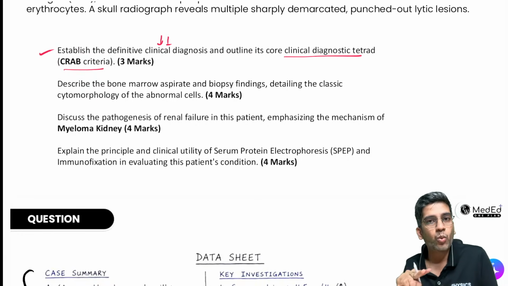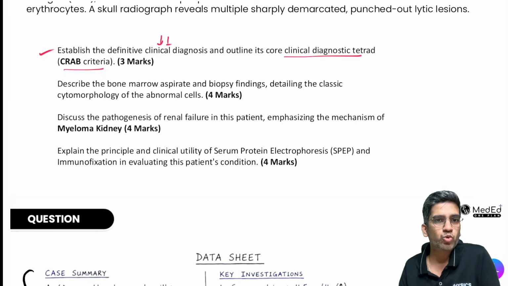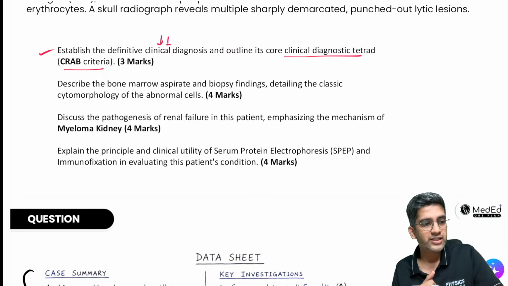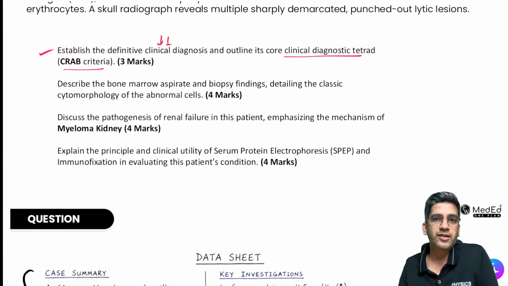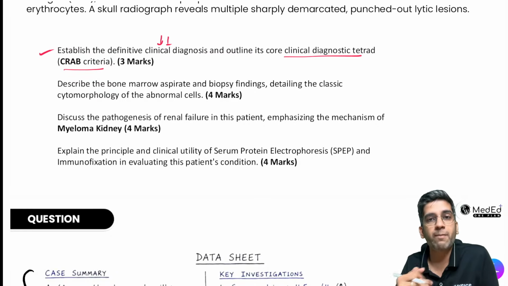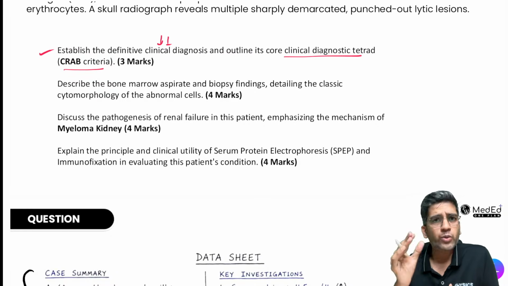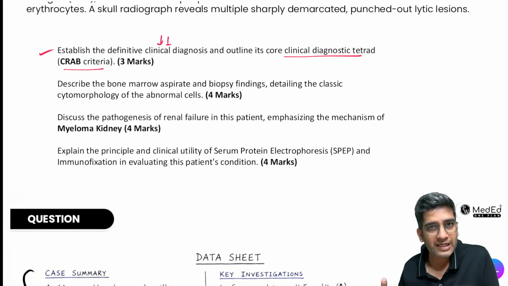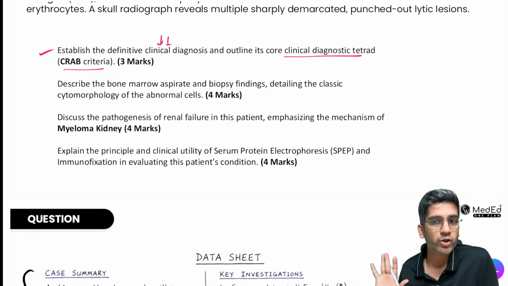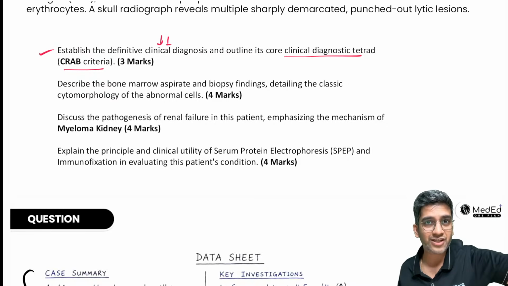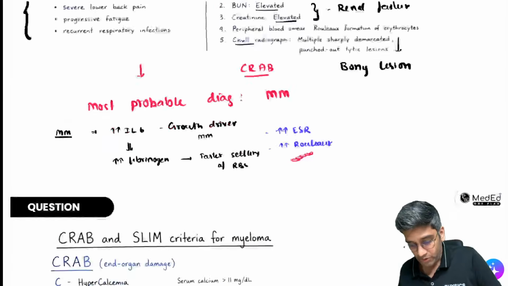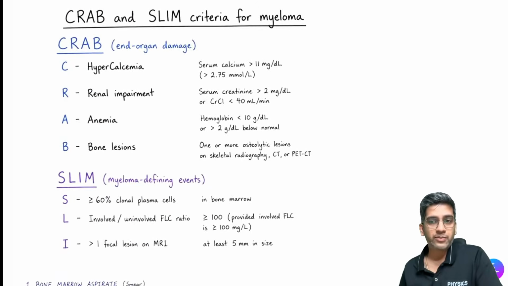Can anyone tell me what is the other criteria, which is the one actually used? CRAB is very old. This criteria has been laid down for the past 10 years. There's one more criteria which starts with S. SLiM, or the biomarkers of malignancy, is more important than the CRAB criteria. Though the question talked about CRAB criteria, write CRAB criteria, we like to show off, right? In addition, write SLiM criteria also. If time permits, do that. If time doesn't permit, ignore it. Everything is based on the exam scenario, not on here. So we have two criteria, CRAB as well as SLiM, for multiple myeloma.